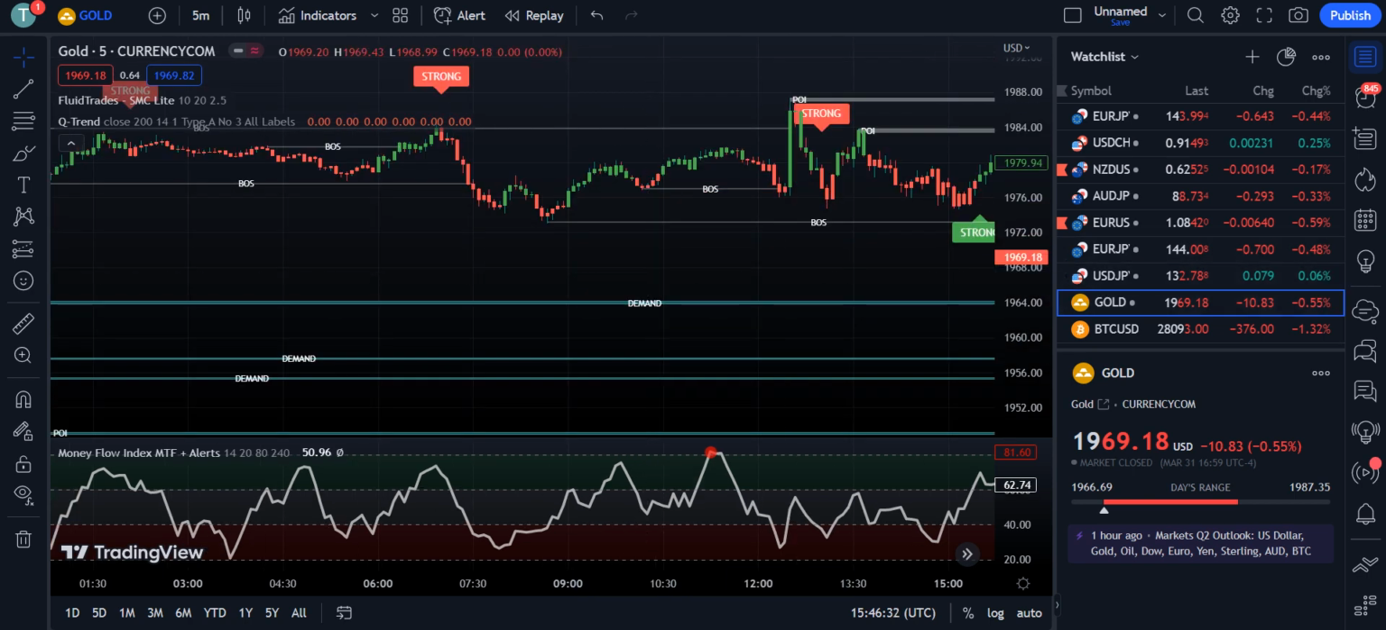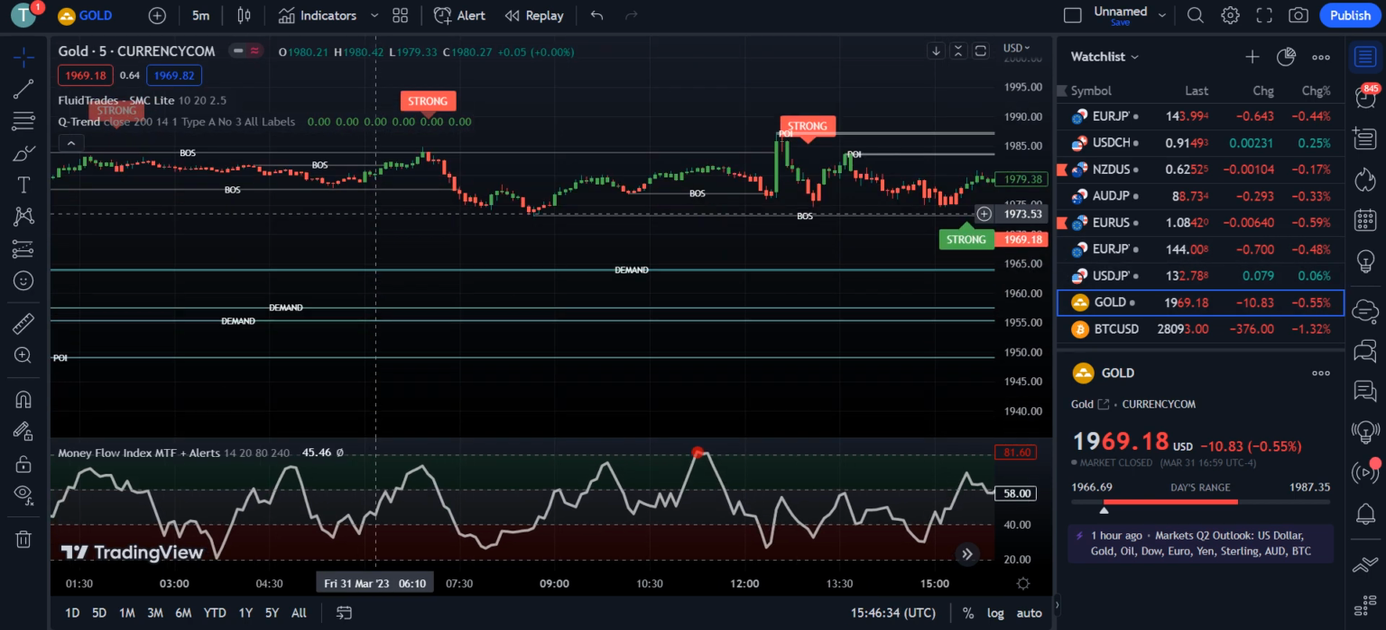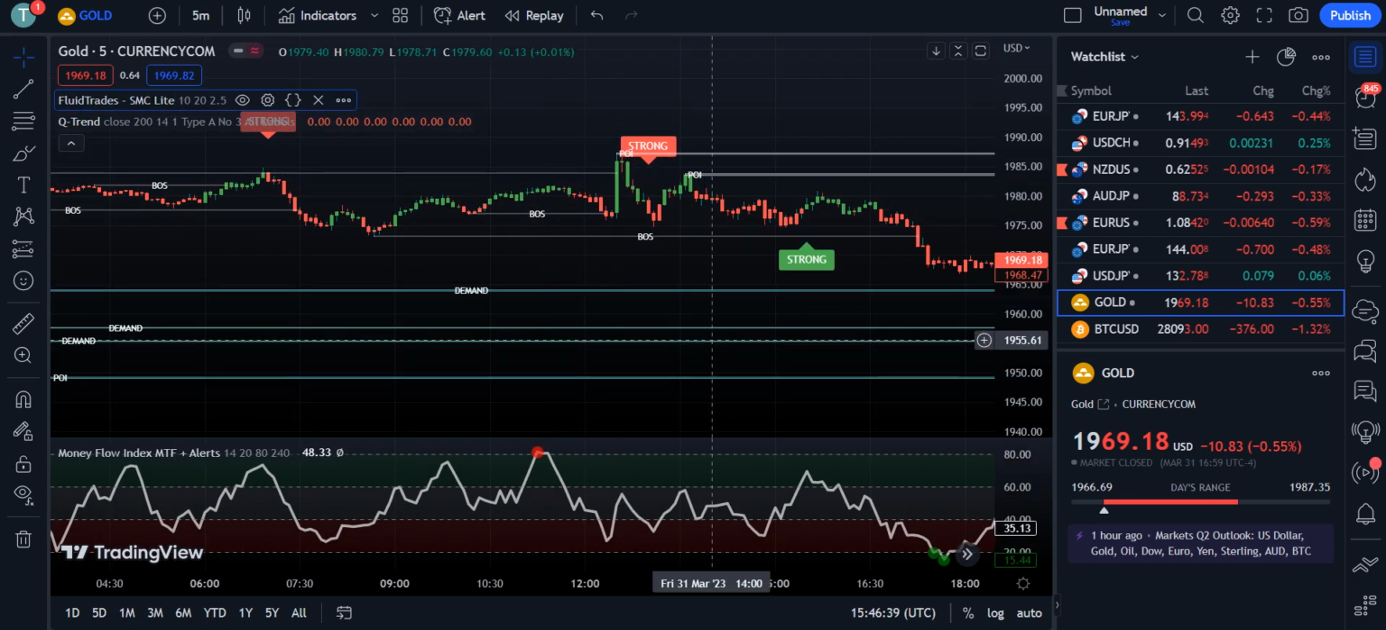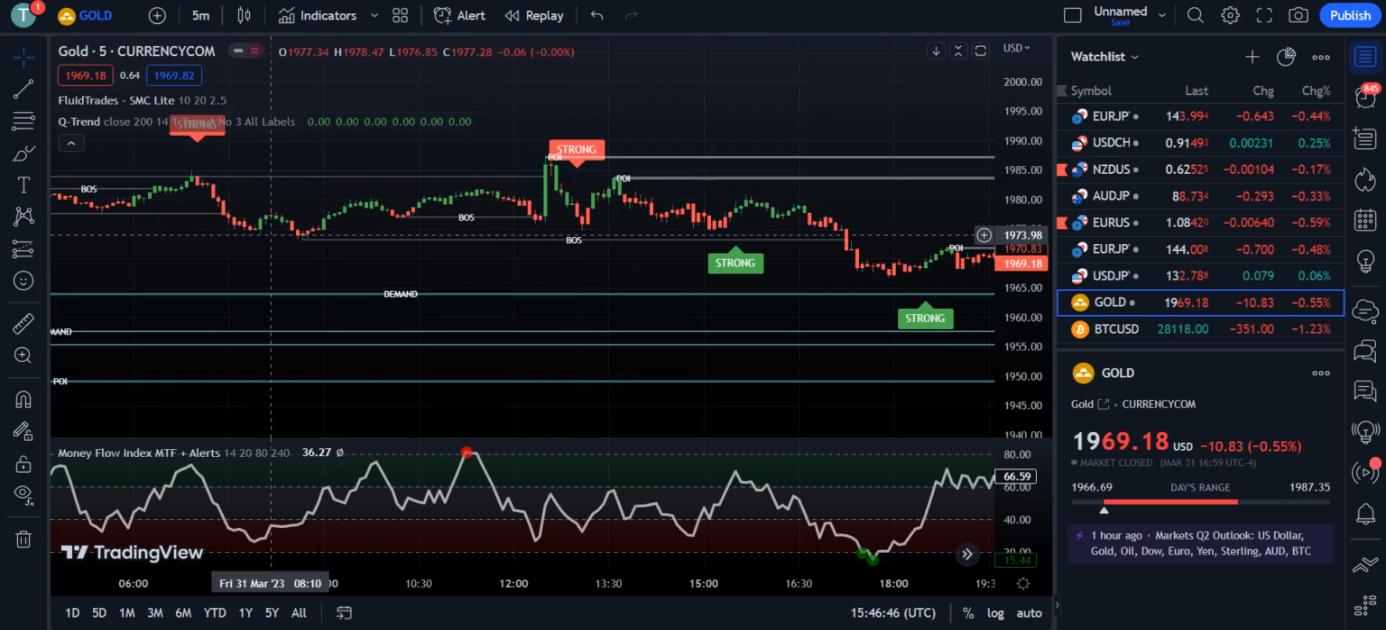One more thing that I want to show you here is that we have 2 levels. They will be working like support and resistance levels. The blue color lines are showing the support levels, but the gray color lines are showing the resistance level.